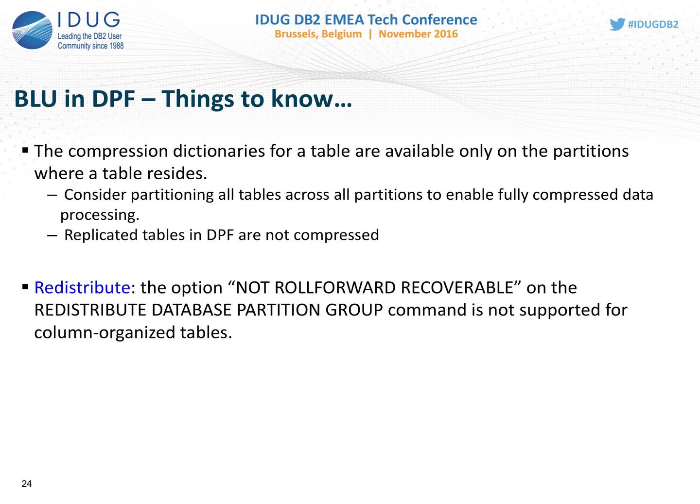So I think I mentioned most of the things that are here. Oh, maybe one more thing, the redistribute. So redistribute, as you know, is kind of a painful thing to do. Ideally, you don't have to do redistribute. But with BLU, just so you know, this redistribute option, not roll forward recoverable, is not supported with column organized tables at the moment. That's just something to keep in mind.